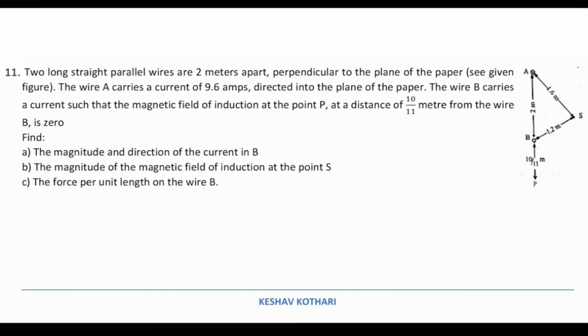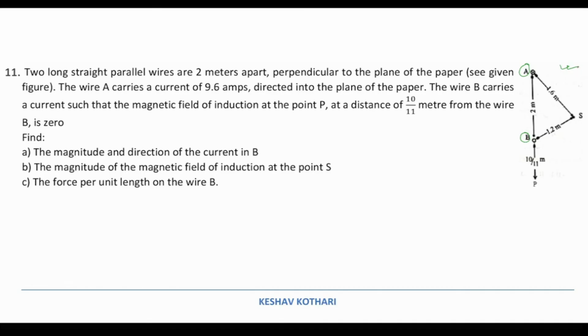Two long straight parallel wires are 2 meters apart, perpendicular to the plane of the paper, which is shown in the diagram. So we have a wire A and a wire B. The wire A carries a current of 9.6 amperes directed into the plane of the paper. The wire B carries a current such that the magnetic field of induction at the point P, at a distance 10 by 11 meter from the wire B, is 0. Find the magnitude and direction of the current in B, the magnitude of the magnetic field of induction at the point S, and the force per unit length on the wire B.